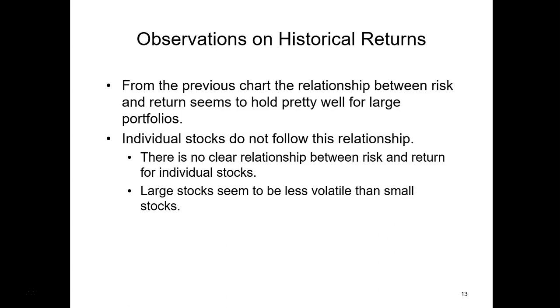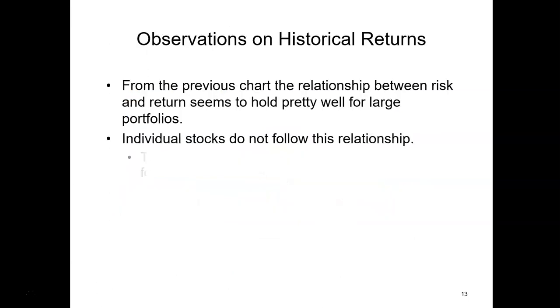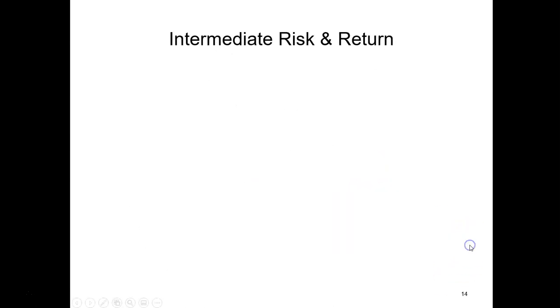Larger stocks maybe seem a little less volatile than small company stocks, so I think it's the triangles that, as a rule, are a little bit to the left, the circles are a little bit to the right, and the diamonds are somewhere in between. But definitely, when you look at all the individual stocks, they seem to have higher risk and lower returns than the larger portfolios. And I would say not so much lower returns, it might be more that they represent an average of the returns in the portfolio, but definitely the S&P 500 portfolio has a lower risk, okay?